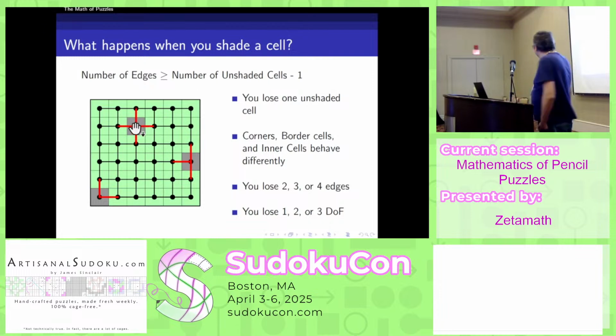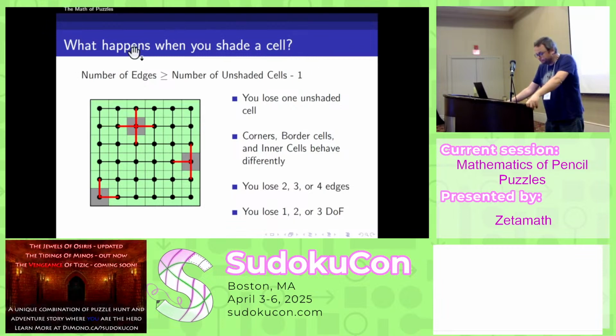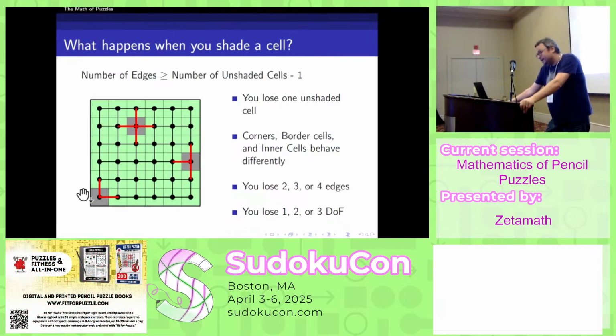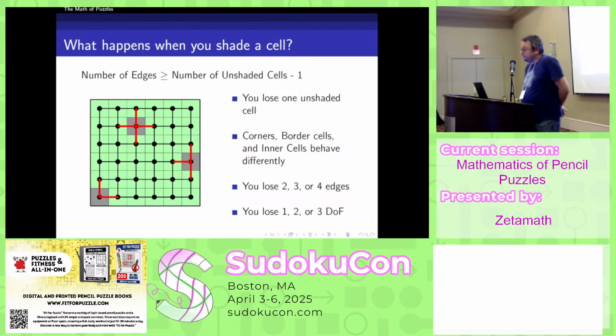Well, if I shade one in the center, like this one, I'm throwing out one vertex, that is one unshaded cell, so this number is going down by 1, but this number is going down by 4. If I remove 4 things, that number goes down by 4, right? If I remove a border cell, then that number goes down by 1, and that number goes down by 3. And if I remove a corner, this number goes down by 2, the number of edges, but the number of unshaded cells goes down by 1. It's always going down by 1 if I shade one cell.